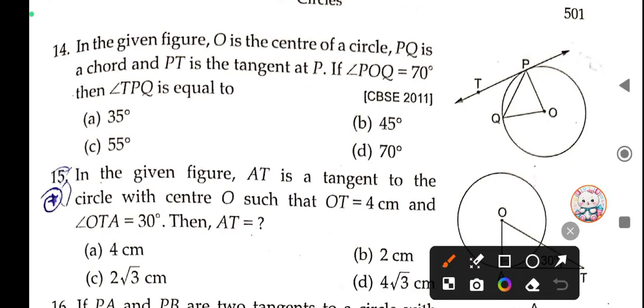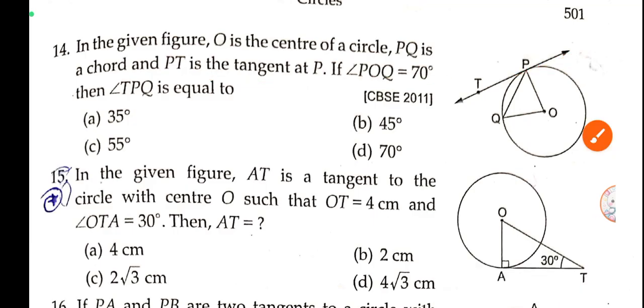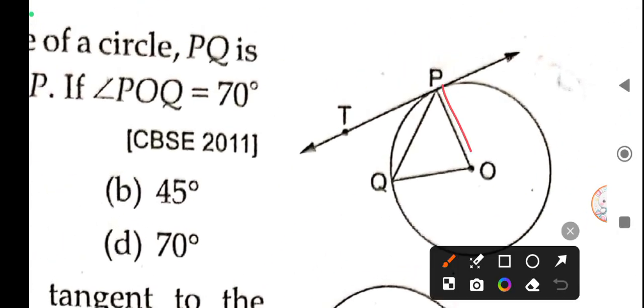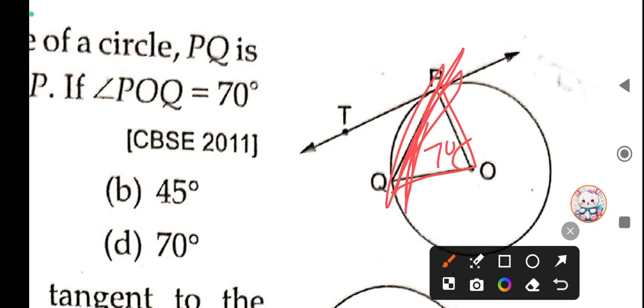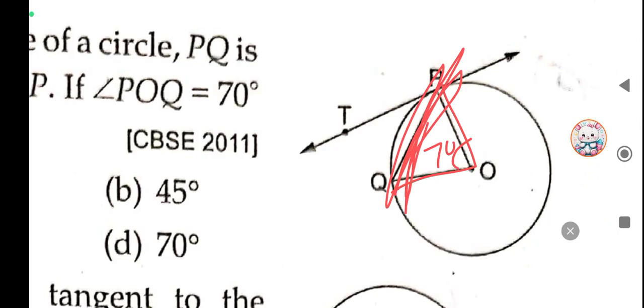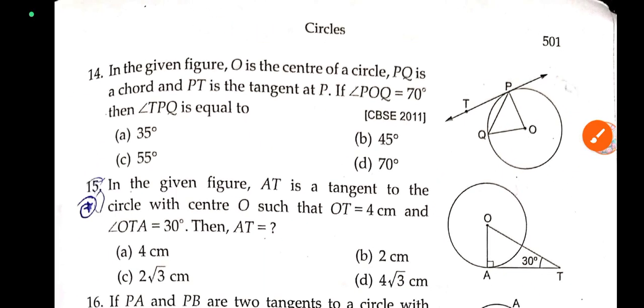Now this is question number 14. In the given figure, O is the center of a circle, PQ is a chord, and PT is a tangent. Now POQ is 70 degrees. It means the angle subtended by chord PQ is 70 degrees. Okay, now let's proceed further.